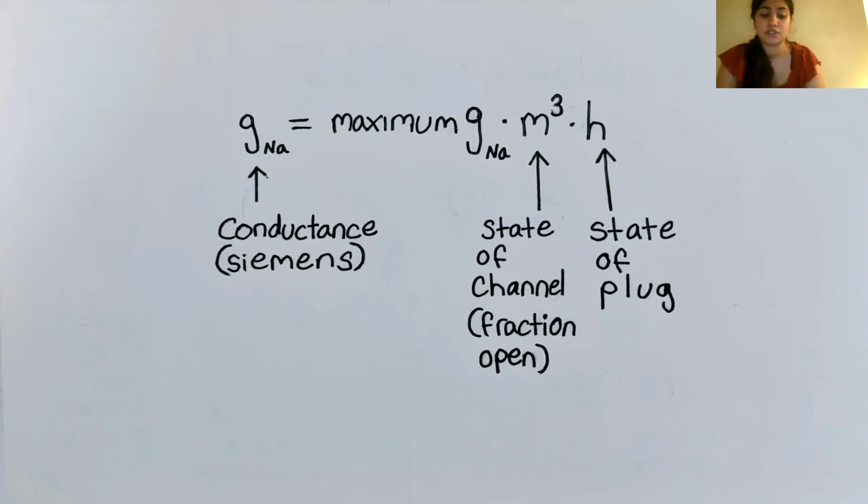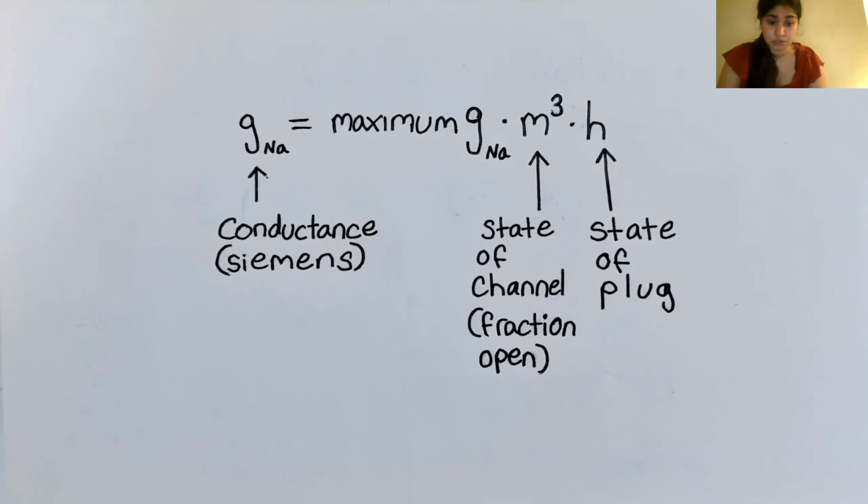When m equals 0 in this equation, it means that all the voltage-activated sodium channels are closed. When m equals 1, it means they're all open. When h equals 0, it means all of the channels are plugged, and when h equals 1, it means that all of the channels are unplugged. This is not a binary thing though, because when h equals 0.5, it means that half of the voltage-activated sodium channels are plugged, while the other half are unplugged.